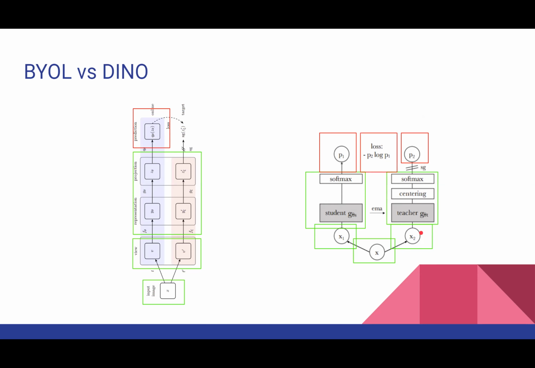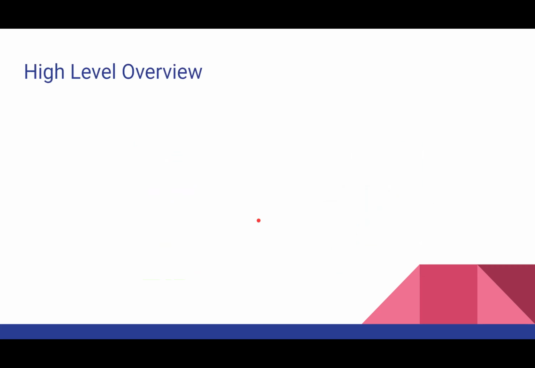And secondly, is the loss function. In DINO's case, instead of MSE, we use a cross entropy loss. Now that we have seen the model, I'm going to pass it on to Jacob, and he's going to talk about the model in more detail.